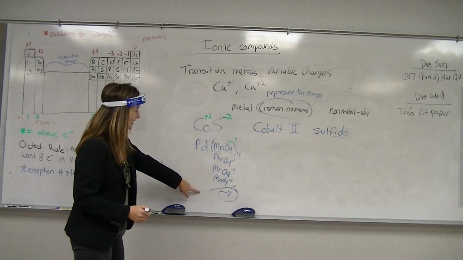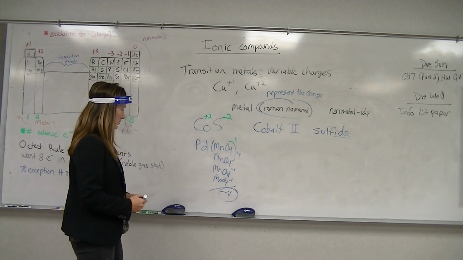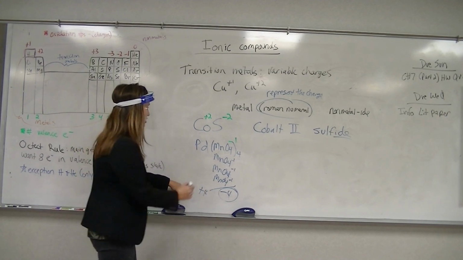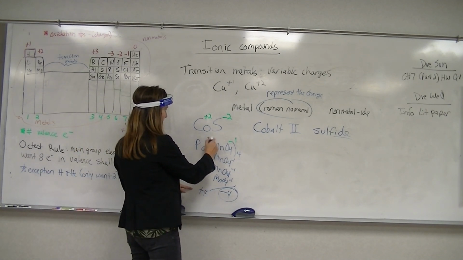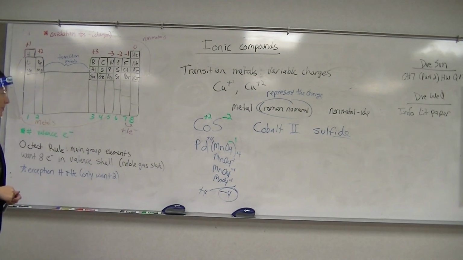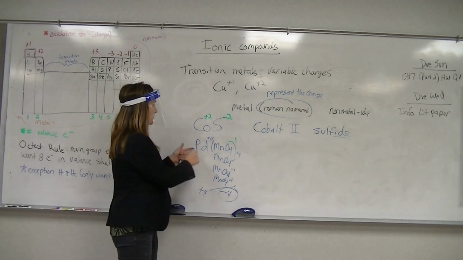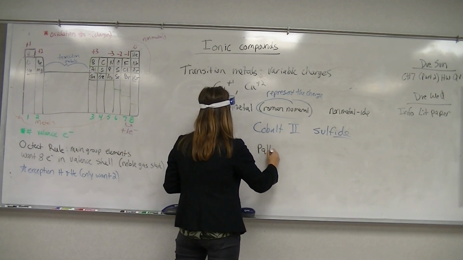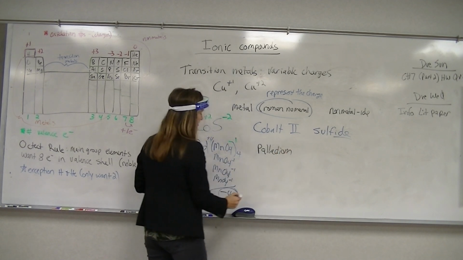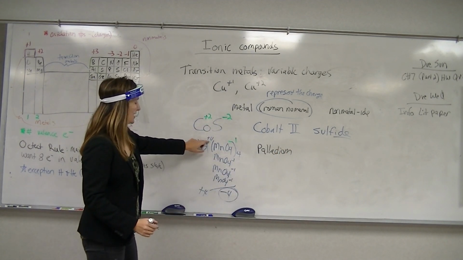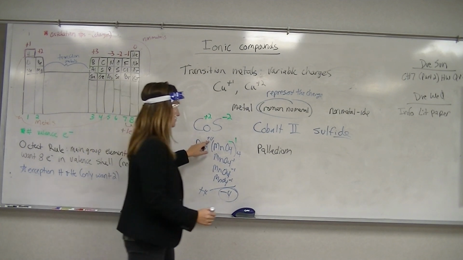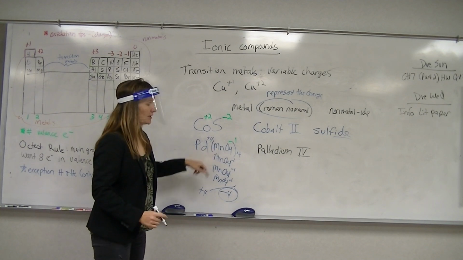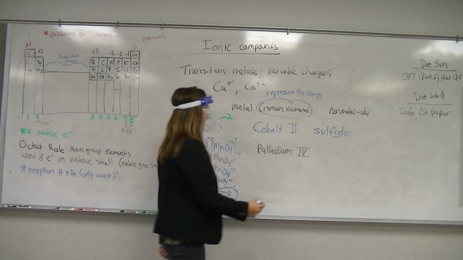So what charge do I need on the cation side? +4. And since there's only one atom, that entire charge goes on that one palladium. So in this case, it's palladium 4. So when I write it, I'm going to write the name, metal name, no changes, and then add a Roman numeral indicating that it's the +4 ion. And then the polyatomic, just copy it off the table, your polyatomic table.